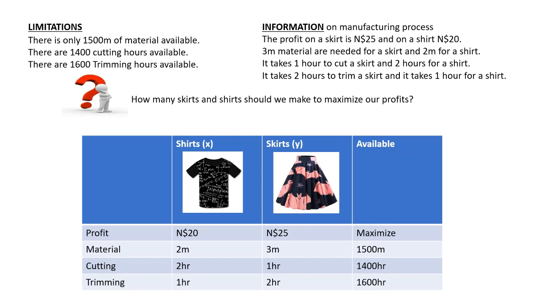And the same thing is true for trimming. We have 1 hour for shirts, 2 hours for a skirt, and the total amount that we have available for trimming is 1600 hours. Again, this is because these are people that we pay to do the cutting and the trimming. You cannot just make somebody work indefinitely, and even if you did, you couldn't afford to pay them that much.